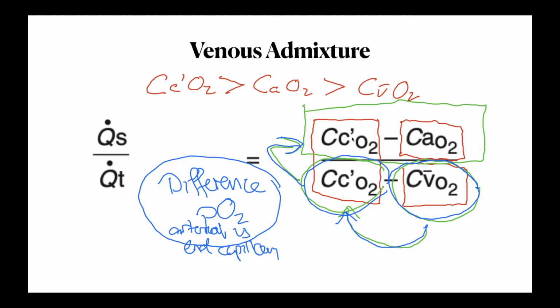As I said, you probably don't need to go into that much detail, but know that when we think about venous admixture and the way that we describe the shunt equation, it's looking at the difference in the partial pressure of oxygen. Now, next slide here.